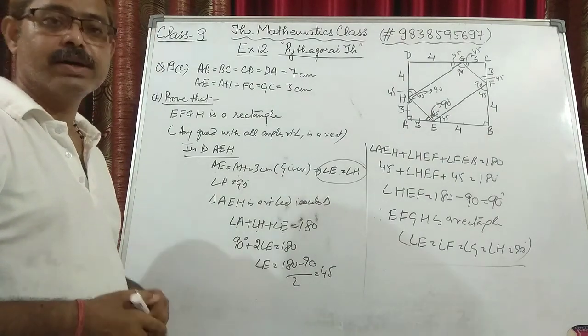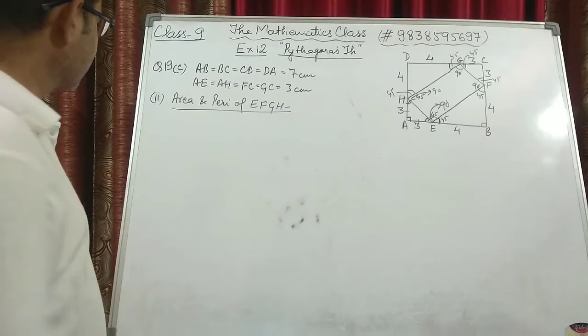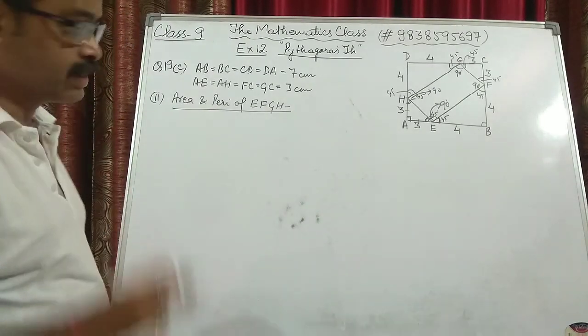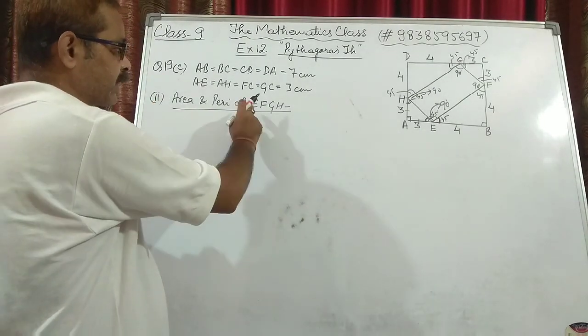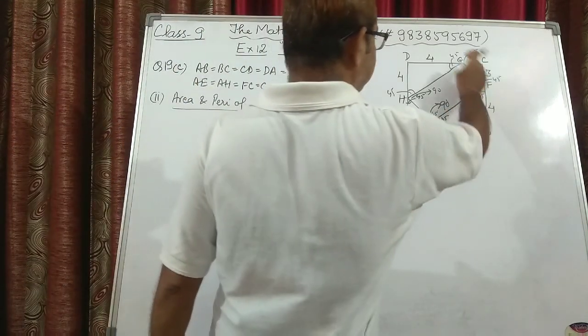Now we move on to the second part. In the second part they say find the area and perimeter of rectangle EFGH.